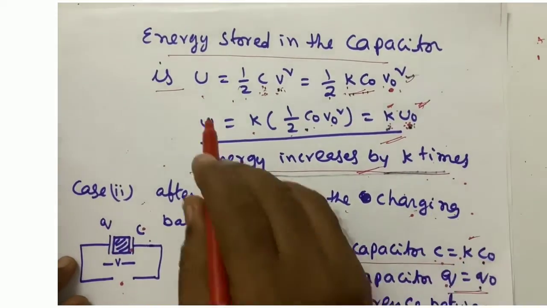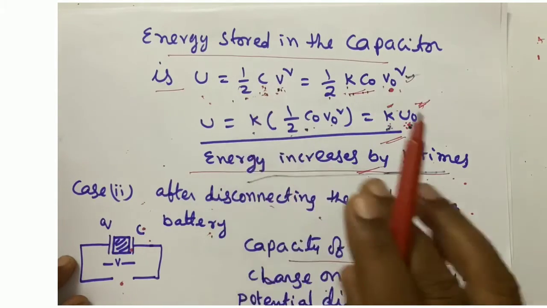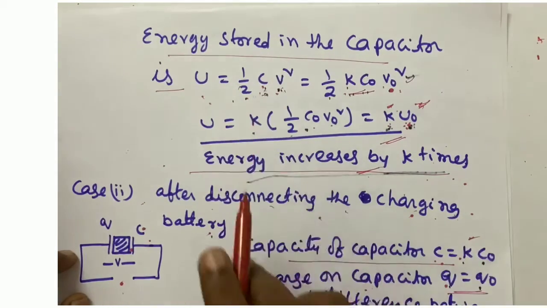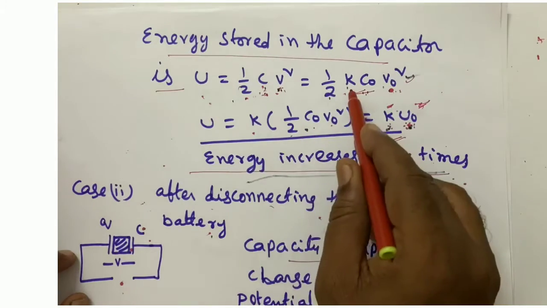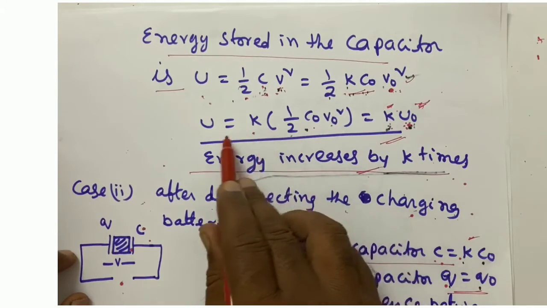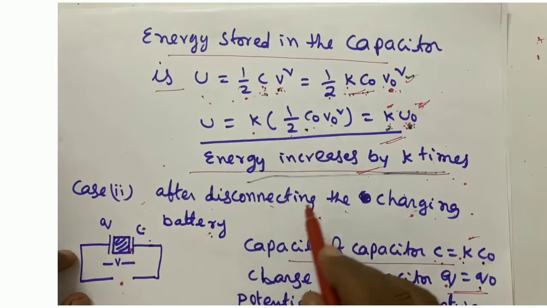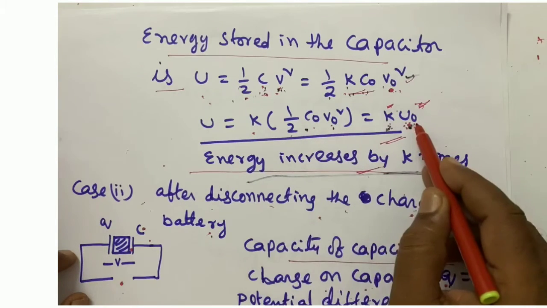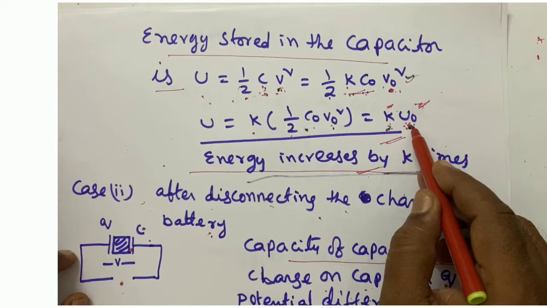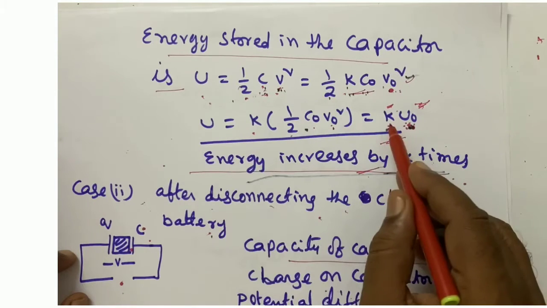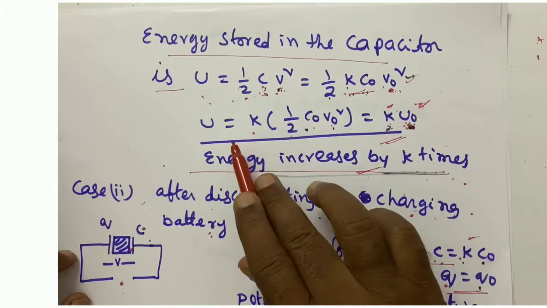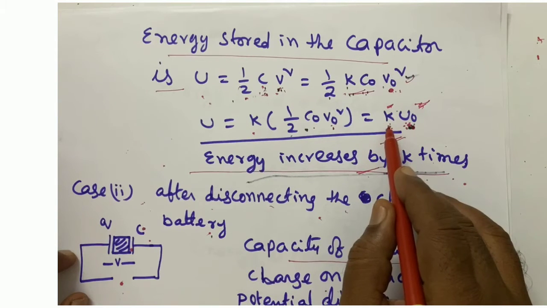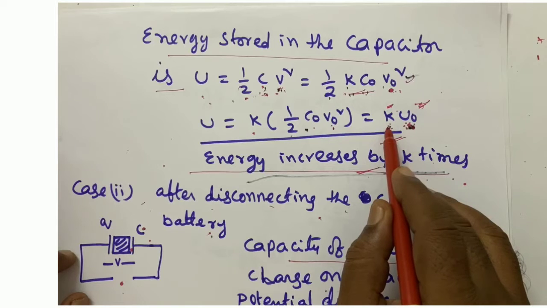Energy stored in the capacitor U equals half CV square, right now with dielectric. C equals K into C0, V equals V0. Take out the common K: U equals K into half C0 V0 square, and half C0 V0 square equals U0, the energy stored in the capacitor without dielectric. So after inserting the dielectric, energy stored in the capacitor increases by K times if the charging battery is not disconnected.